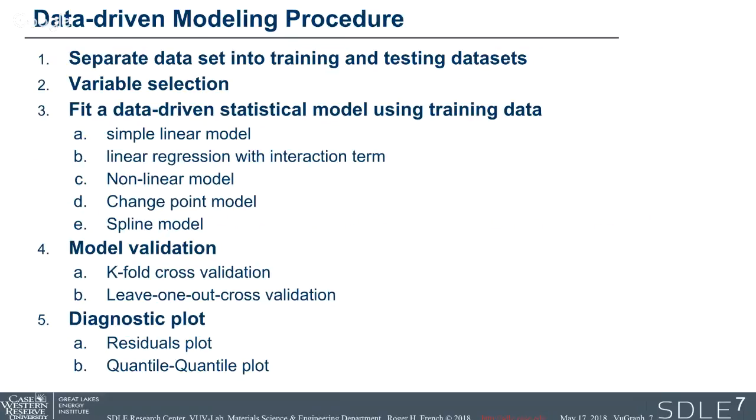For example, with model validation, you can use k-fold cross validation, and in the more extreme condition, you can use leave-one-out cross validation, which is similar to k-fold cross validation. You only use one observation as the testing, the validation data set.